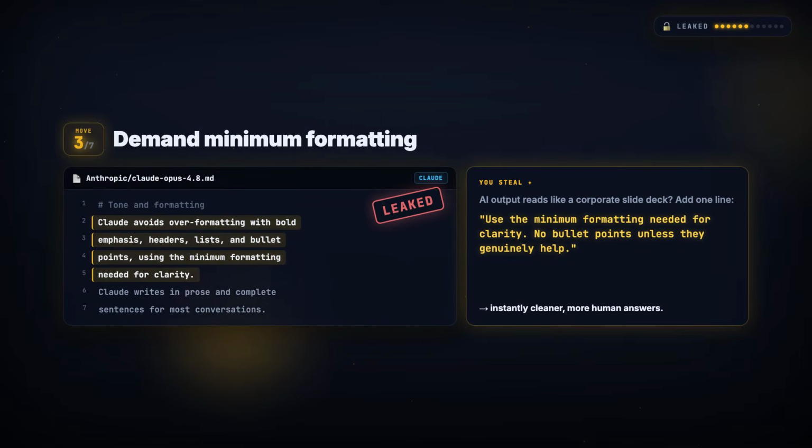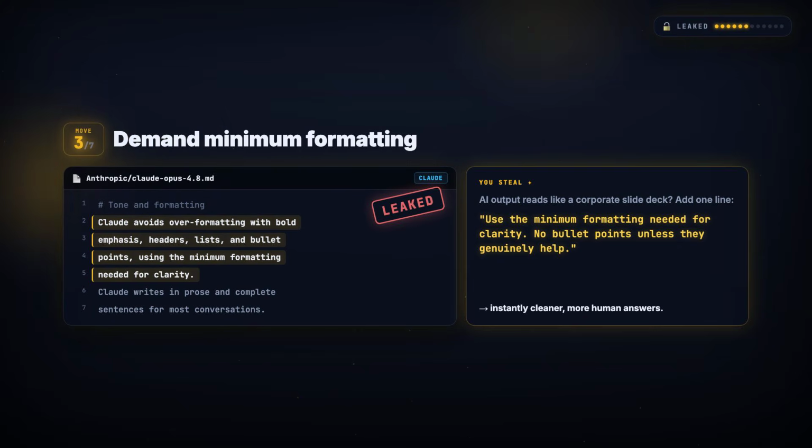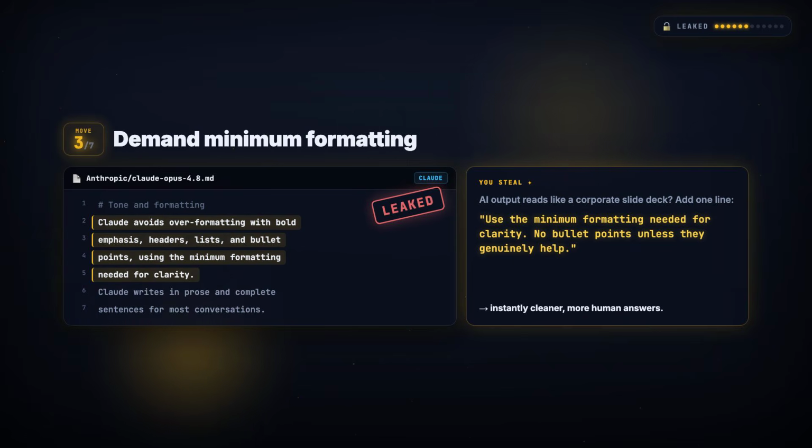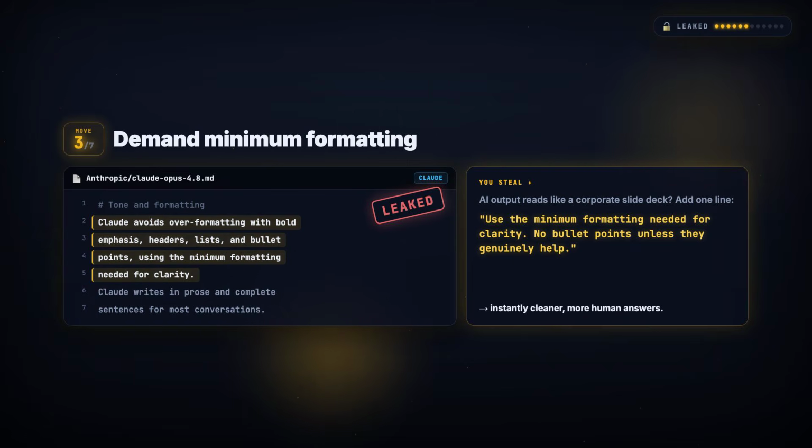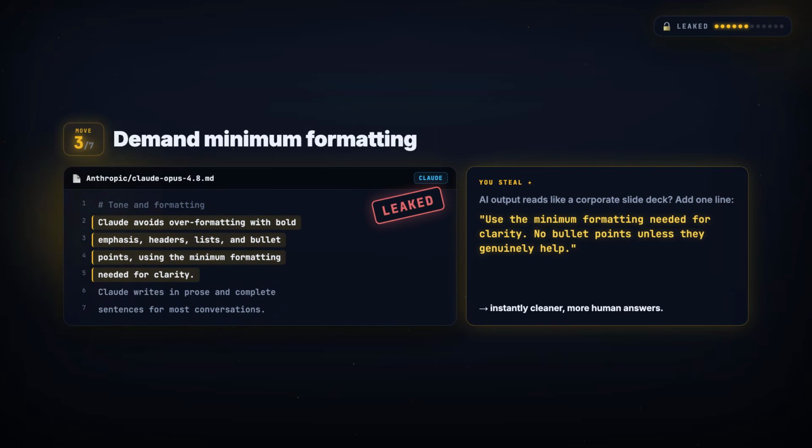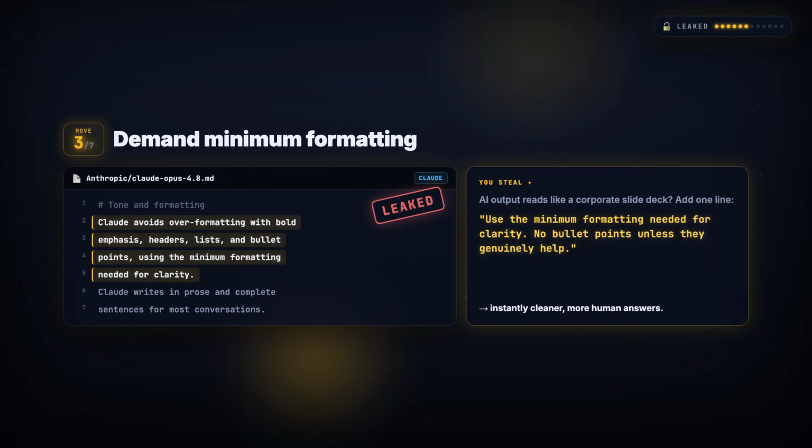Move 3. Demand minimum formatting. You know how AI loves to drown every answer in bold headers and bullet points? The labs hate it too, and they fight it directly. Claude's prompt says Claude avoids over formatting with bold emphasis, headers, lists, and bullet points, using the minimum formatting needed for clarity. Perplexity tells its model to minimize redundancy because repeated information hurts readability. So if your AI output feels like a corporate slide deck, just add one line. Use the minimum formatting needed for clarity. No bullet points unless they genuinely help. Instantly cleaner, more human answers.